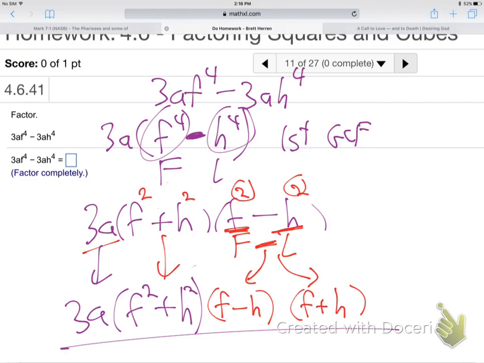Well, let's do the look over. The 3A is just sitting there. He's the GCF. He's done. F squared plus H squared. That's an FL plus. We've already said that can't go further. These are both just. You think, what about that minus? But it's just regular. It's just first power. So they're not going to go further. So we're totally done. Everybody see that? How you know when you're done? First powers are always done, and second powers with a plus won't go any further.